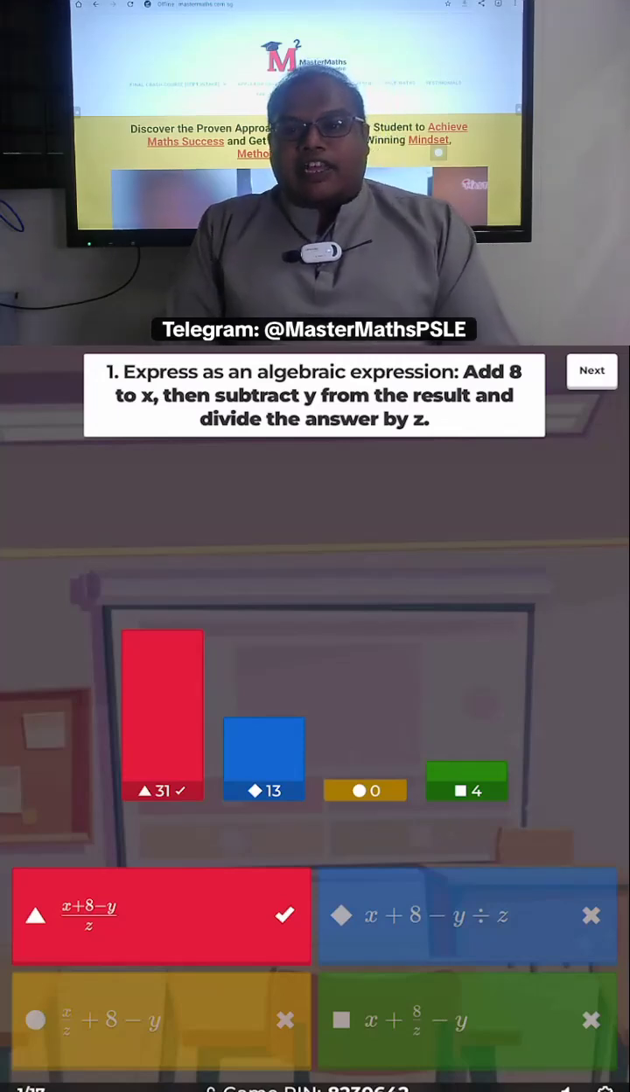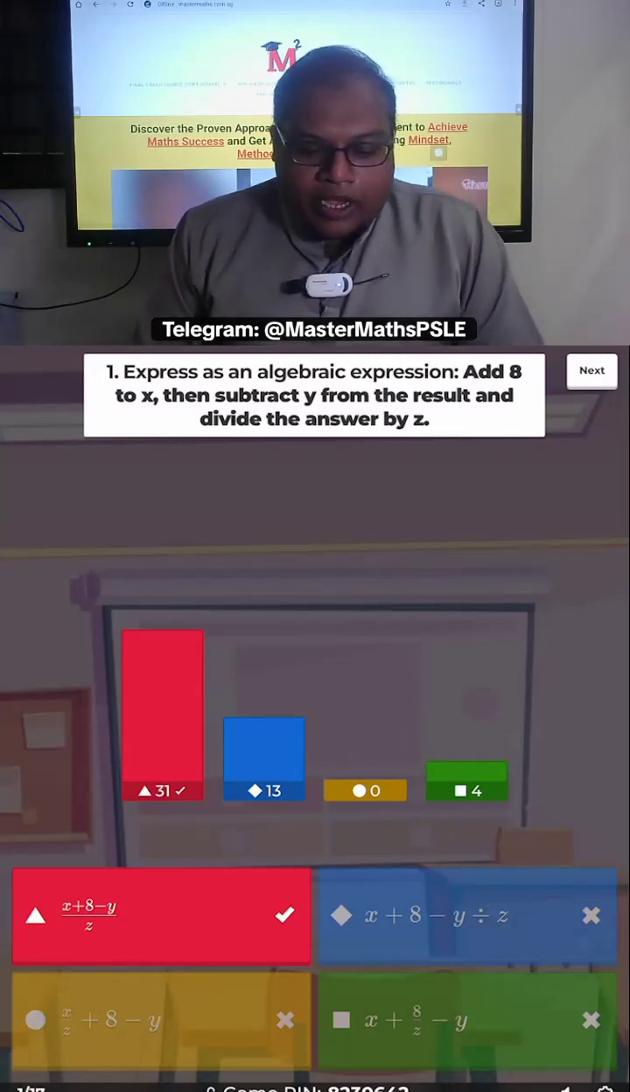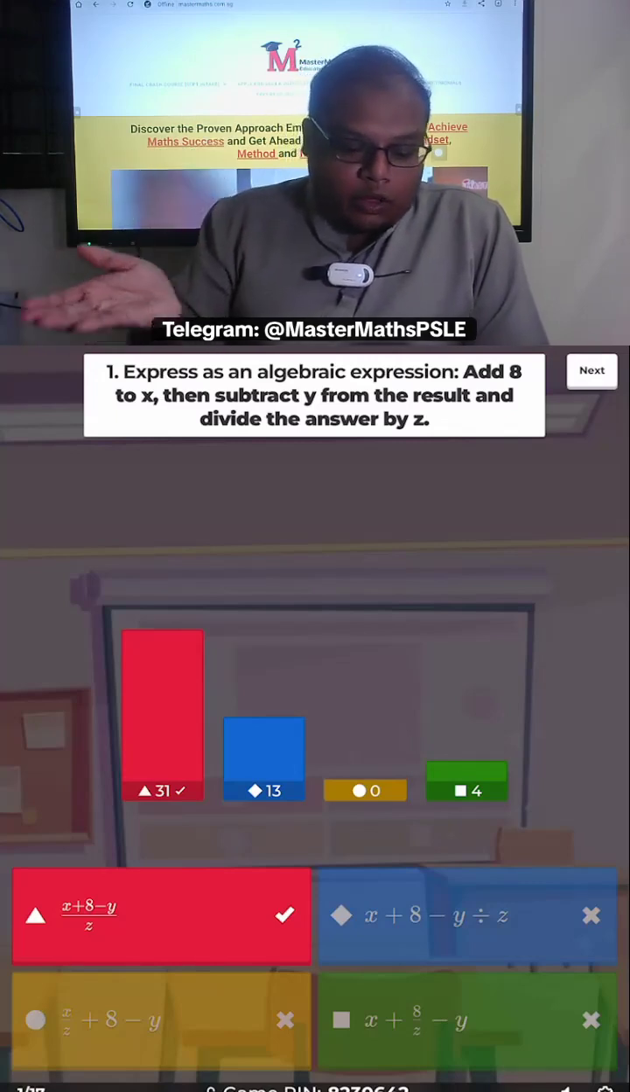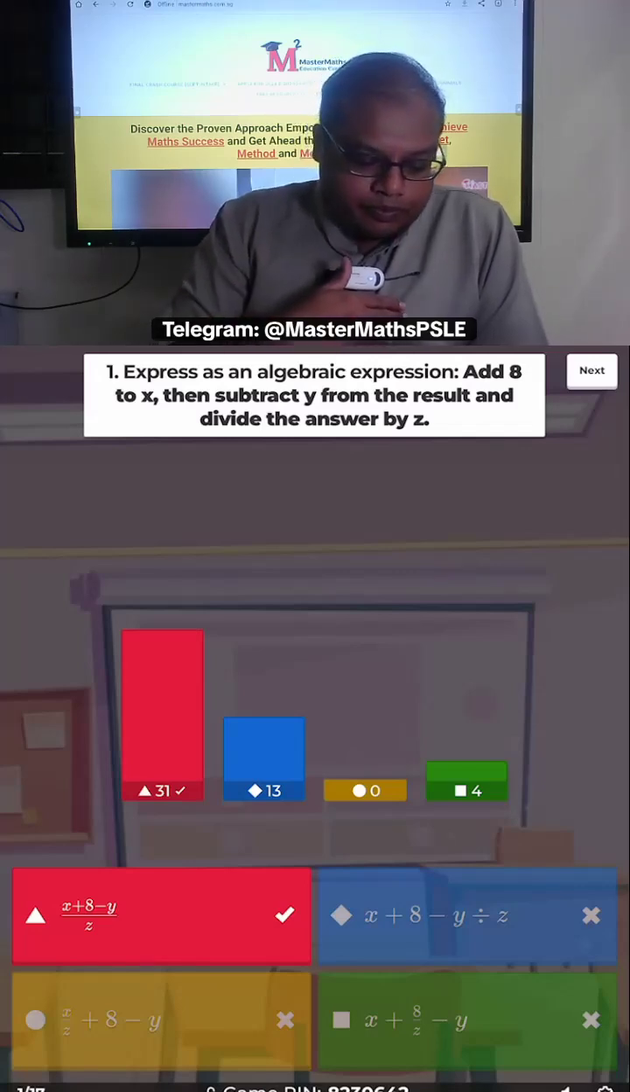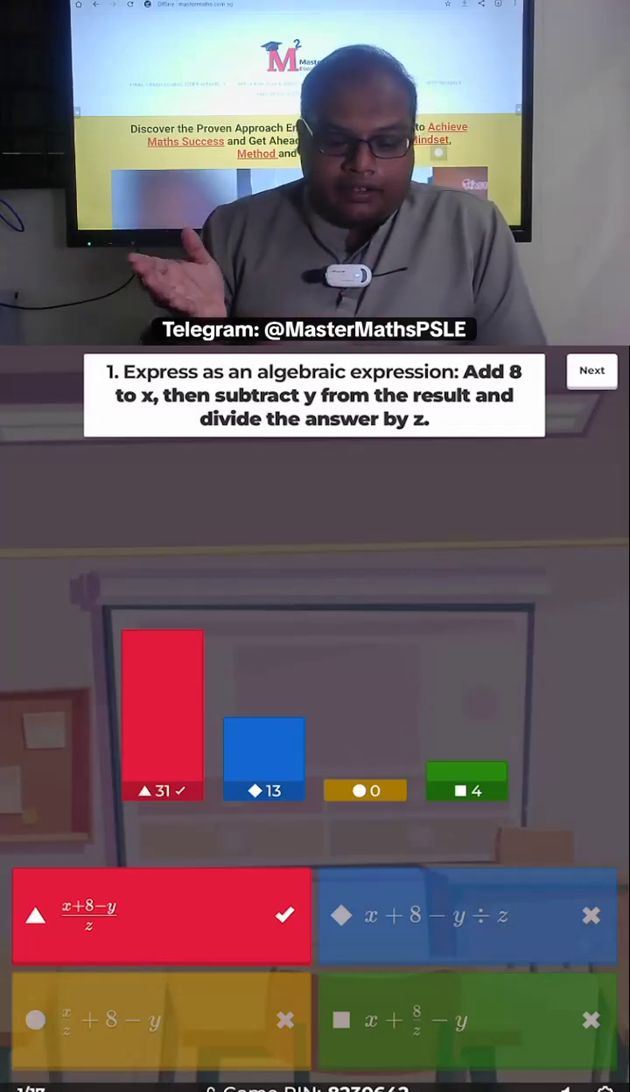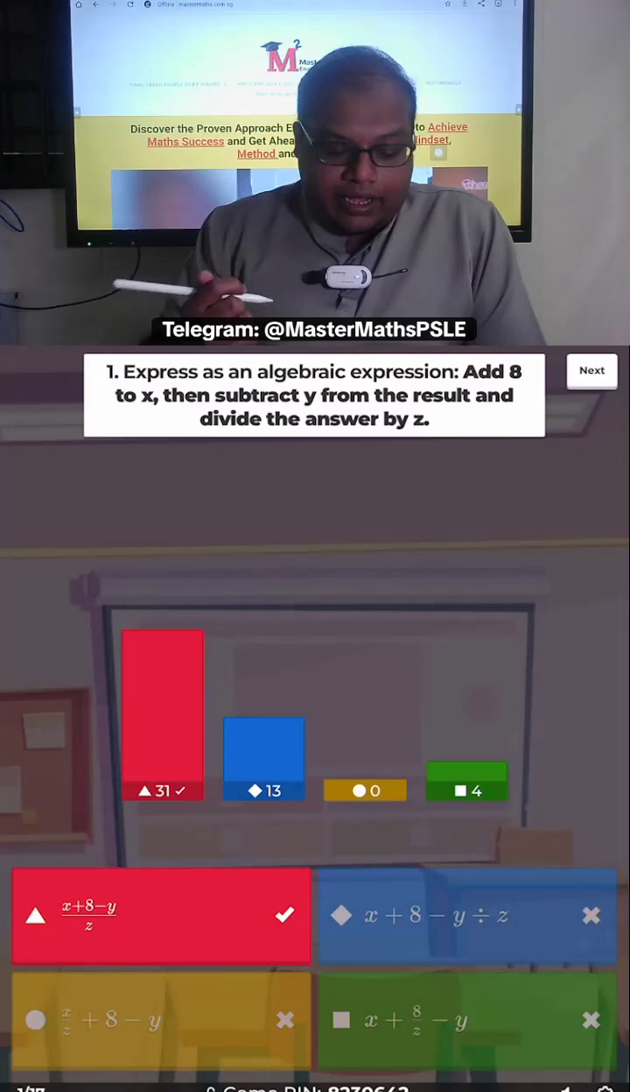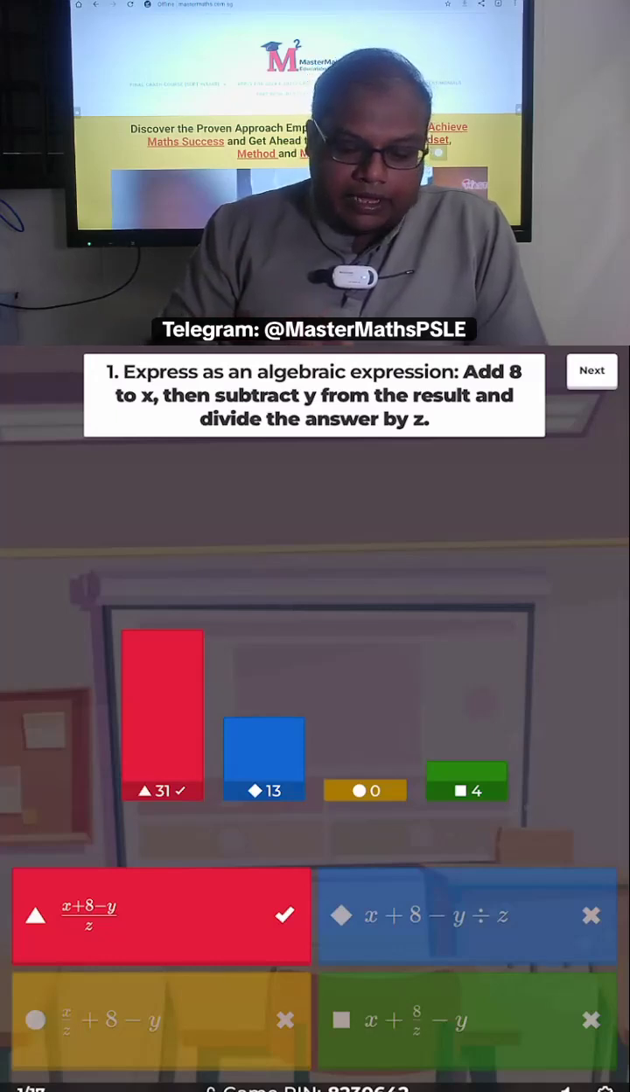Yes, the correct answer is red. Because you're going to add 8 to x. When you add 8 to x, you get x plus 8. Then you subtract y, that's why there's a minus y. Then you divide by z.